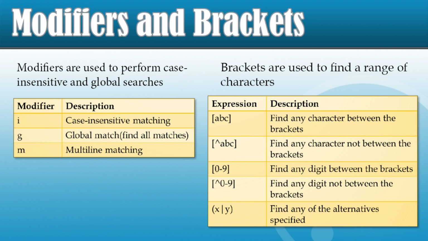Modifiers and brackets. Modifiers are used to perform case insensitive and global searches. You have modifier i for doing case insensitive matching, and g for global match, which finds all matches, and m for multi-line matching. Brackets are used to find a range of characters. In this way you can also use the caret to find characters or digits not between the brackets, and you can also use the parentheses to find any of the alternatives specified.